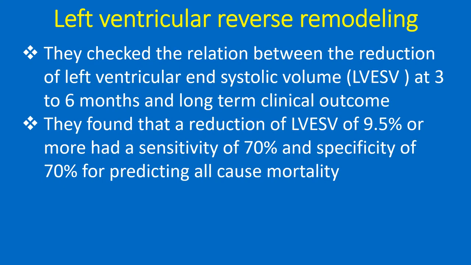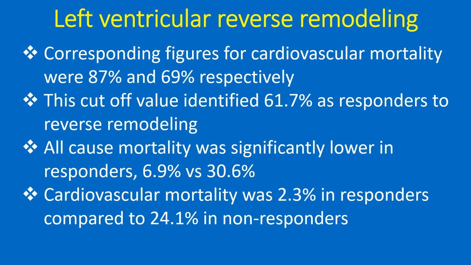They checked the relation between the reduction of left ventricular end-systolic volume at 3 to 6 months and long-term clinical outcome. They found that a reduction of left ventricular end-systolic volume of 9.5% or more had a sensitivity of 70% and specificity of 70% for predicting all-cause mortality. Corresponding figures for cardiovascular mortality were 87% and 69% respectively. This cutoff value identified 61.7% as responders to reverse remodeling.